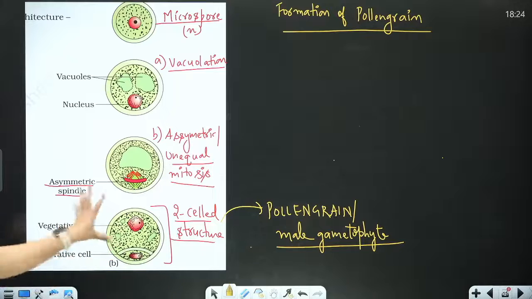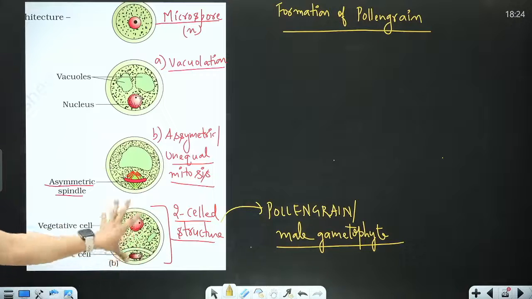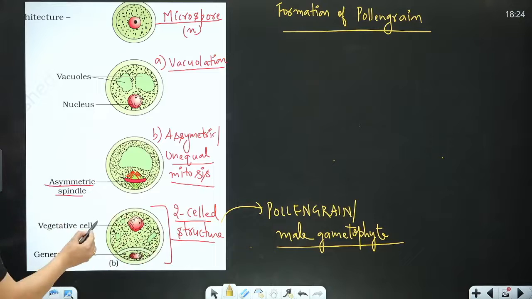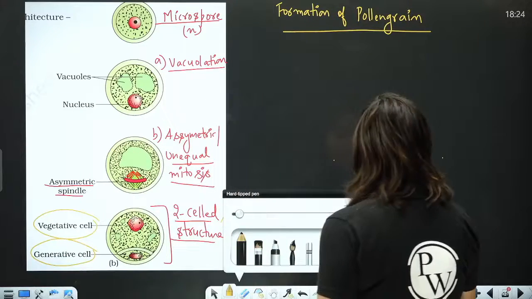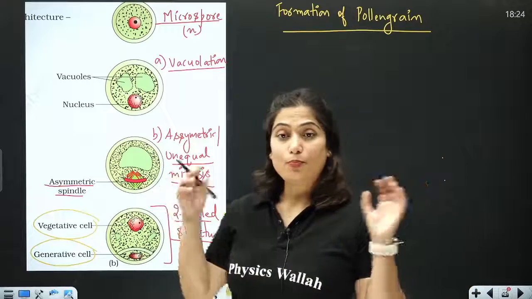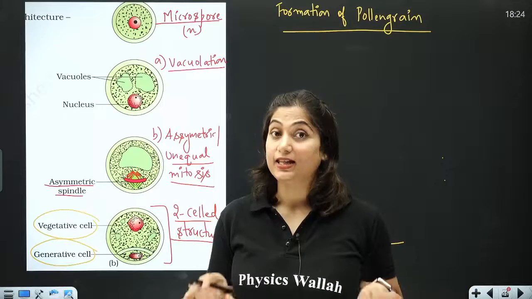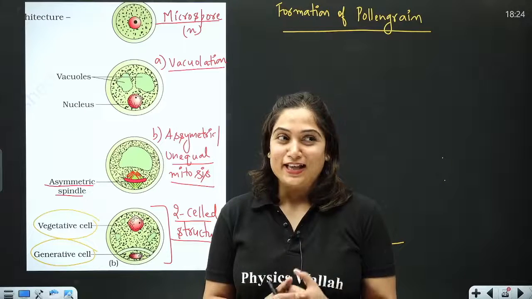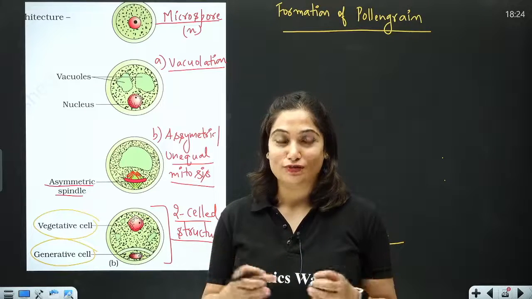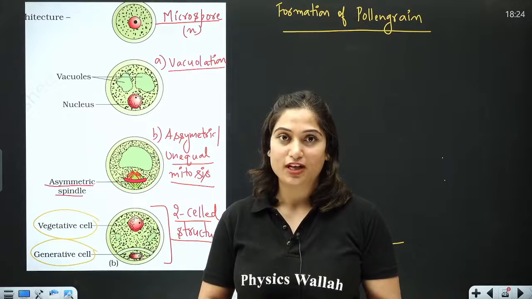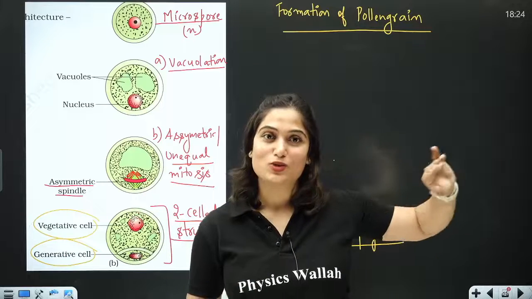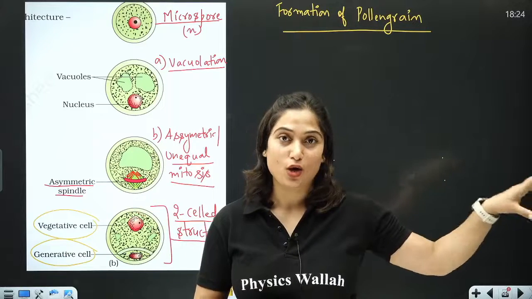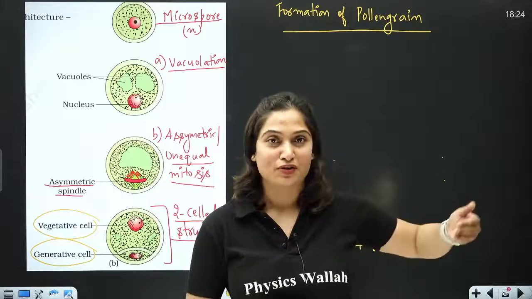So what are you seeing over here? It's a 2-celled structure which is called a pollen grain. The larger cell is called the vegetative cell, and the smaller cell is called the generative cell. Right? Now, when the pollen grains get formed inside the anther, it is ready for rupturing, for dehiscence. And which layer was responsible for dehiscence? Endothecium. So the anther will get ruptured and the pollen grains will come out. This is called shedding of pollen grain. That means when they come out of the anther.